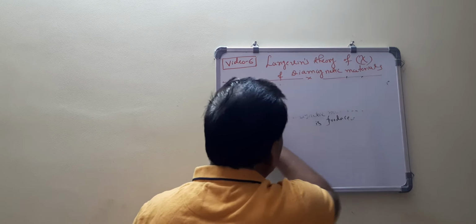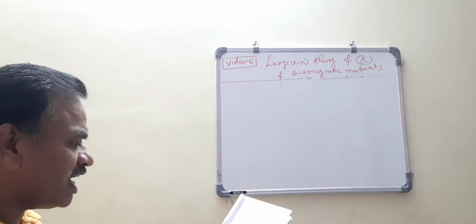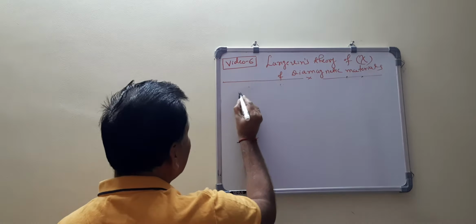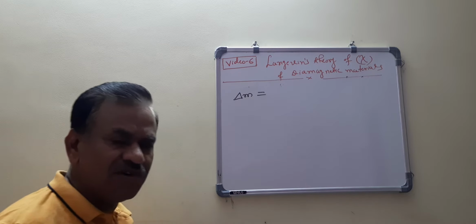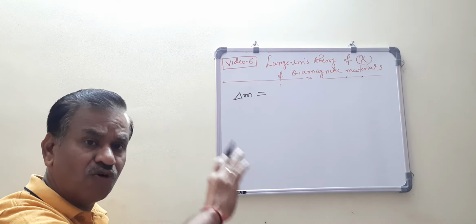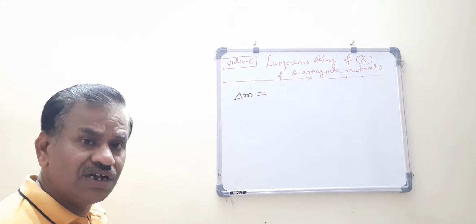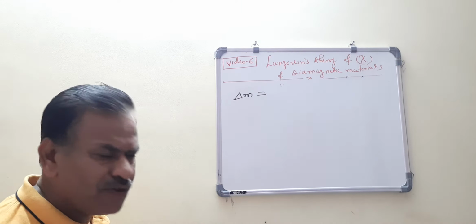Okay. Now the derivation begins. Here, an additional magnetic moment is produced in the material. This one I will call delta M. What is delta M? Delta M is the additional induced magnetic moment produced here. It is because of the Larmor frequency and all that. I don't want to create confusion.